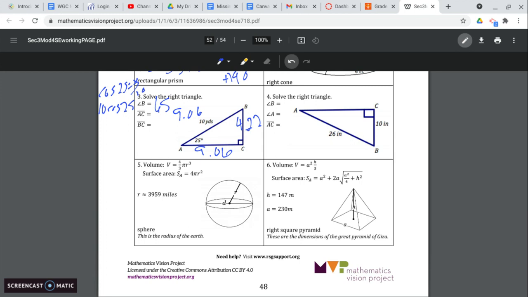So using those trig ratios, the next ones we are looking at are volume and surface area of a sphere as well as volume and surface area of a pyramid. So you've got the equations there. Just plug in the values that it's giving. The nice thing about these is it's telling you the missing variables, so you don't even have to look.